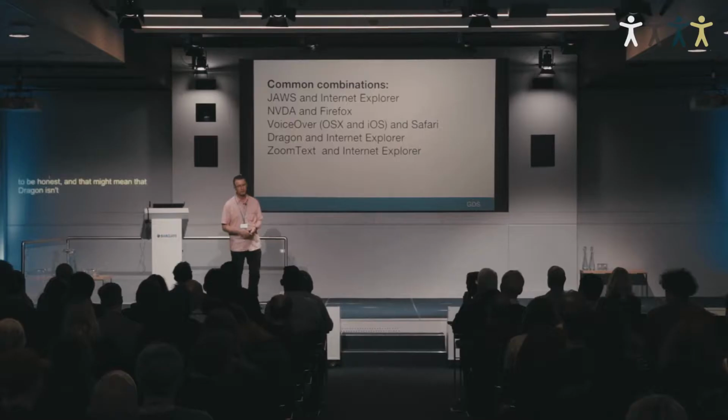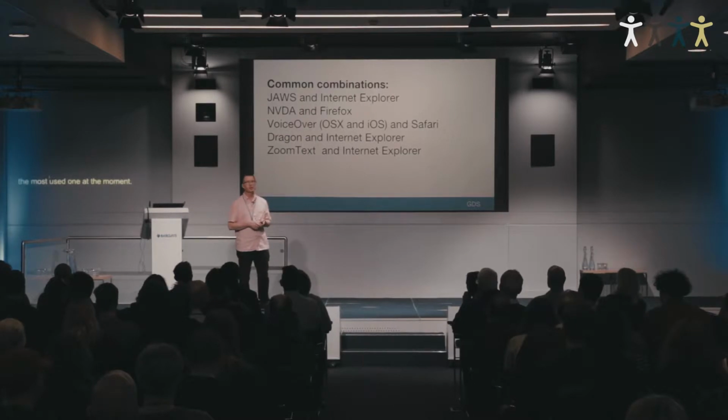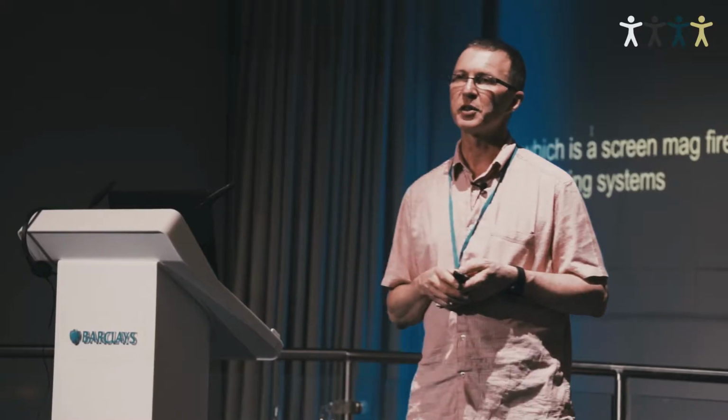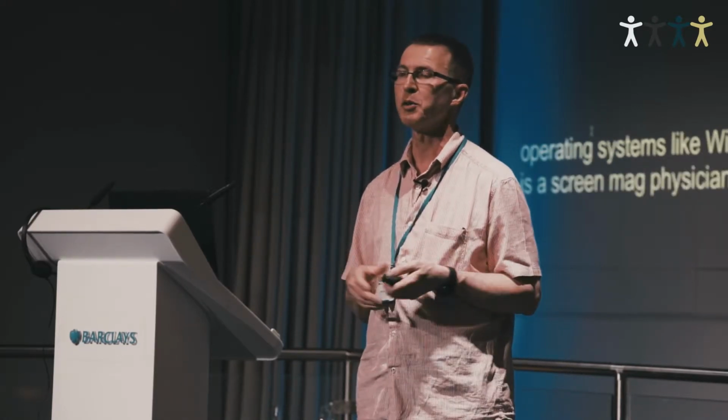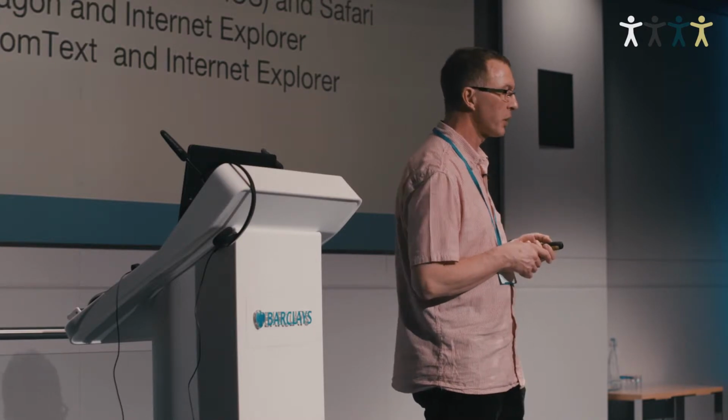And then the final section there is about Zoomtext, which is a screen magnifier. Within operating systems like Windows and OS X and iOS, there is built-in screen magnification. There's also screen magnification built into the browser, browser magnification, browser zoom if you like. But that has limitations. It only goes so far, and it's not as flexible. So Zoomtext is a much more flexible product that does a lot more than that. And again, that's commonly used with Internet Explorer.